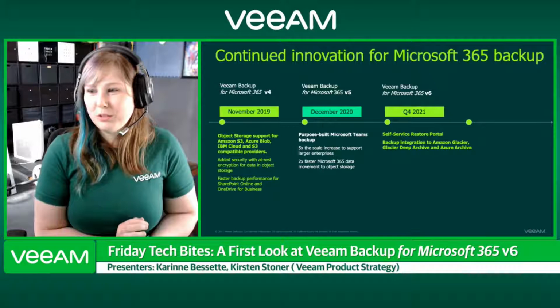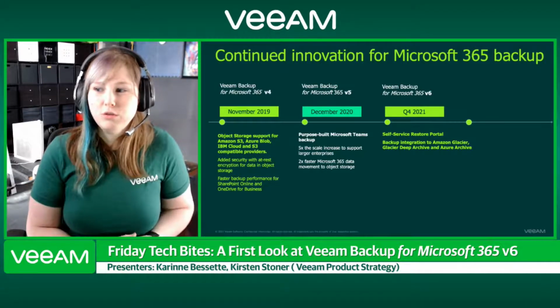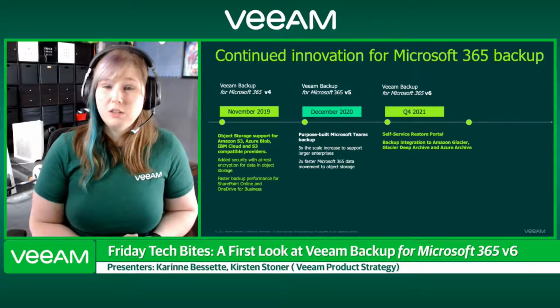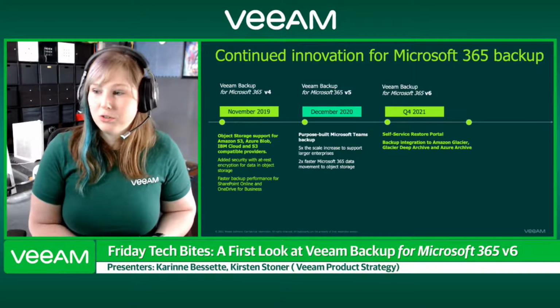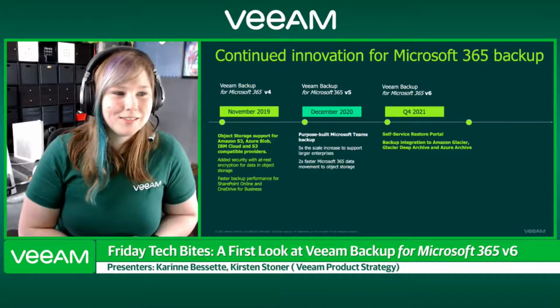I think this was a long-awaited feature. We've given end users the ability to restore their own data, as well as restore administrators, and offer the low-cost object storage so that you can tier off your backups, save some costs going to the cloud, as well as giving you more of that 3-2-1 rule. We'll kick it off here by diving a little deeper into the new self-service restore portal. We'll go ahead and take a look at the next slide here.